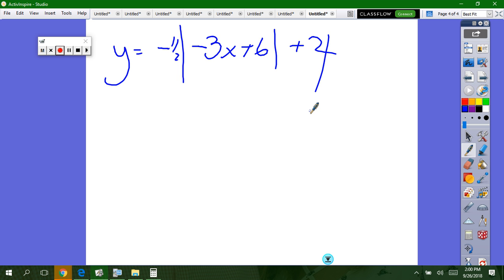Okay, where are we going to start? Who's my parent? So it should look like a V in the end, right? Because that's what an absolute value graph looks like, correct?